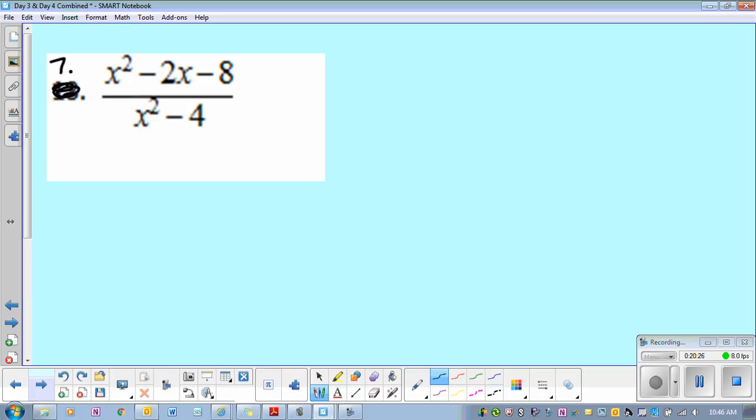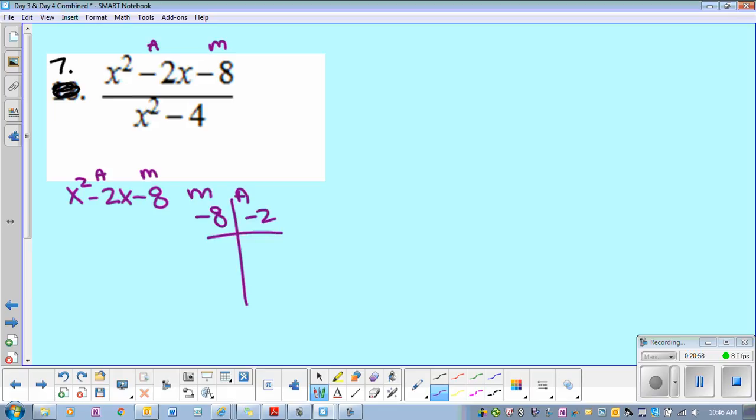Alright, so number 7 is this guy. x squared minus 2x minus 8. Okay. Which factoring method for the numerator? Is there a GCF? No. But you have 3 terms, so what is this? AM. Alright, let's do that AM first. x squared minus 2x minus 8. Two numbers that multiply to give me negative 8 and add to give me negative 2. What are they? Good. Negative 4 and 2.